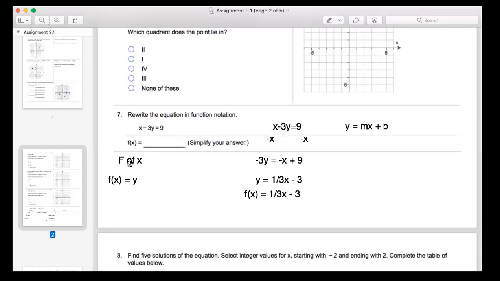And we read that as f of x. Okay, so f parentheses x is equal to y. It's the same thing. They're going to replace the y with this f of x. That is just naming the equation a function, so that we know that it is a function and that there are no repeating x values, okay?